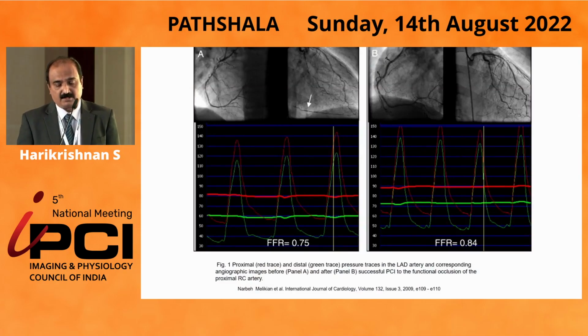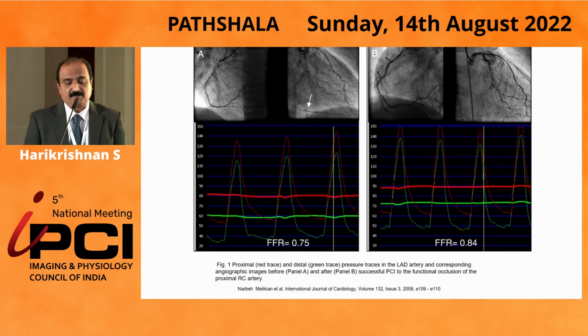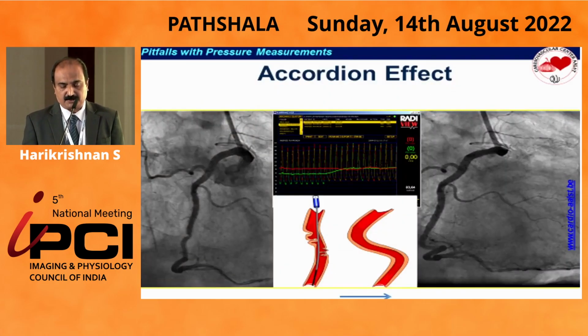So this is an example. On the left side, you can see that the RCA has a significant lesion. The LAD collateralizes it. But the FFR value measured in the LAD was 0.75. Subsequently, the RCA was revascularized. When you measure the FFR again in the LAD, it is 0.84, it has become non-significant. So this is how the collaterals given to the RCA are affecting the FFR value in the LAD. So the amount of myocardium is the determining factor from all these things which I have shown.